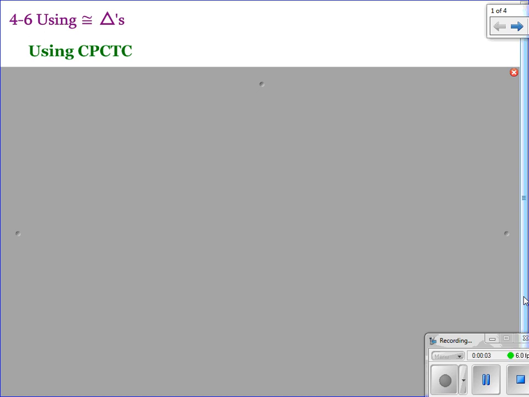In 4-6, we're actually not learning anything new. We're just learning one additional step to the end of a proof. Okay, so we're going to talk about that one additional step.